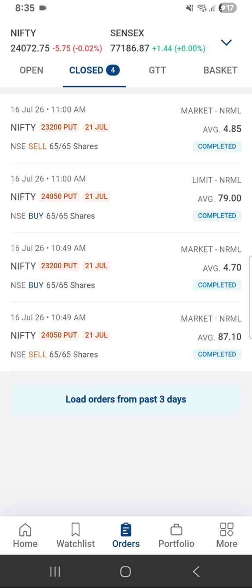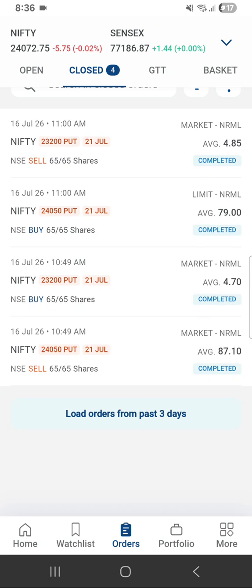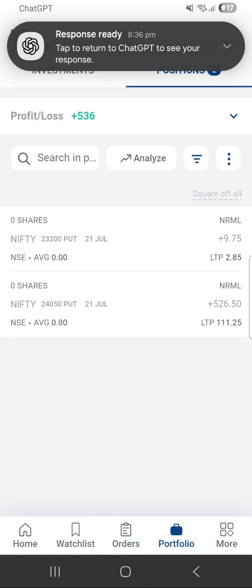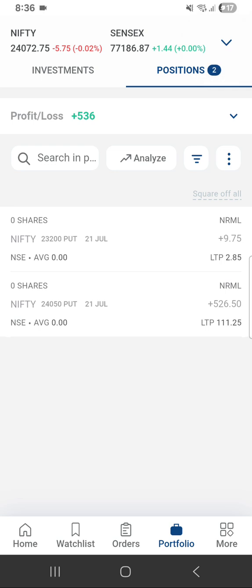So I had planned to capture 8 premium points for today, and my limit order got executed around 11 o'clock today, which is just 10 minutes from the time I had taken my trade. And coming to our PNL for today, it is around 536 rupees. I had just taken this single trade, and I have closed my trade for today. So this is about my trade for today.